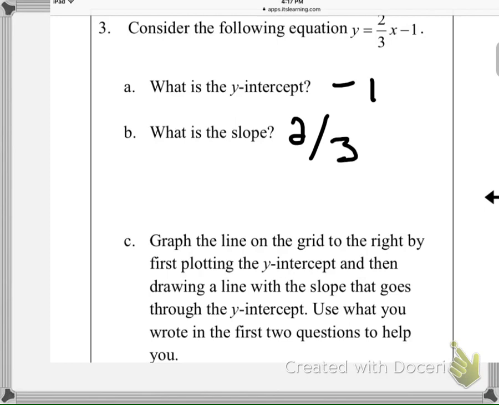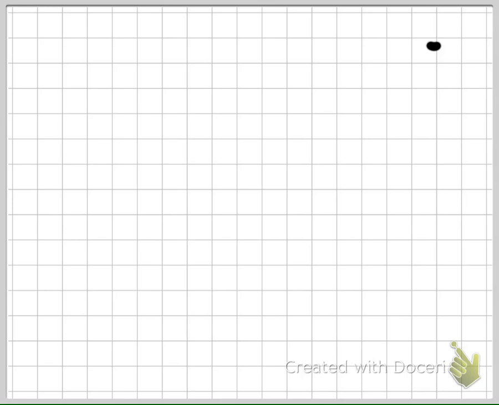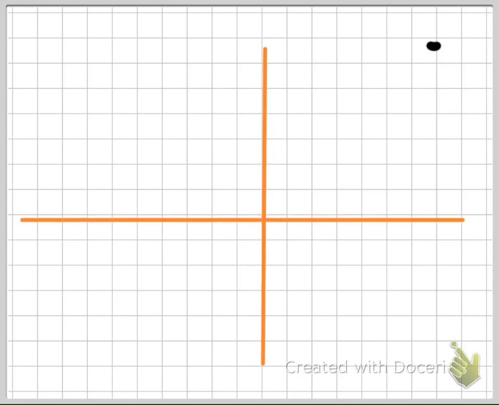It says graph the line now, using what you wrote in the first two questions to help you. It's trying to remind you to start with this, and then go up 2 and to the right 3, or you could go down 2 and to the left 3. So here I go. I'm going to put a coordinate plane on here. And then it was -1. I'm going to make my dot nice and big so it's really easy to see.